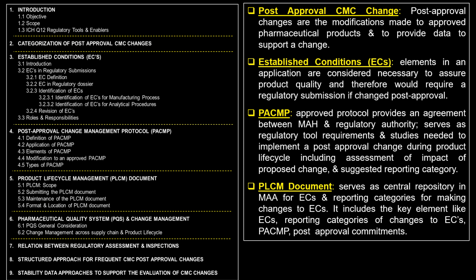Product Lifecycle Management Document serves as a central repository in the Manufacturing Authorization Holder for ECCs and reporting categories for making changes to the established condition. It includes the key elements like established conditions, reporting categories of the changes to the established conditions, the post-approval change management protocol, and the post-approval commitments.